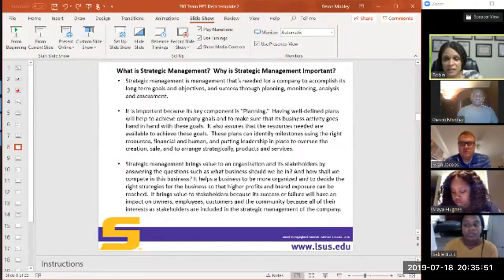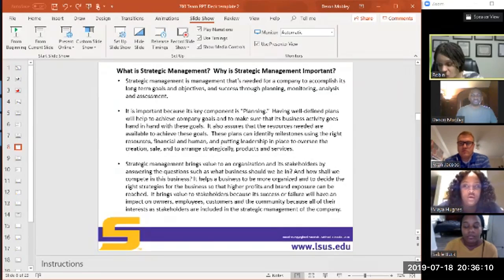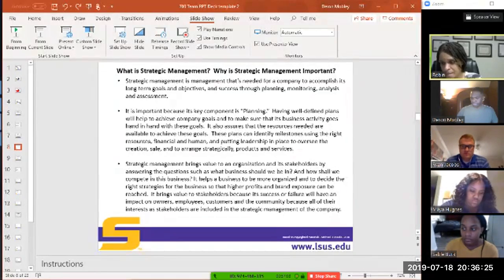And the definition of stakeholders I chose are more than just people who are making money. It's the community, it's the employees, it's different people other than ones who are just trying to make money, like a shareholder. It's employees, it's customers, and the community, because it concerns all the interests that are included in the strategic management of the company. And that's all.